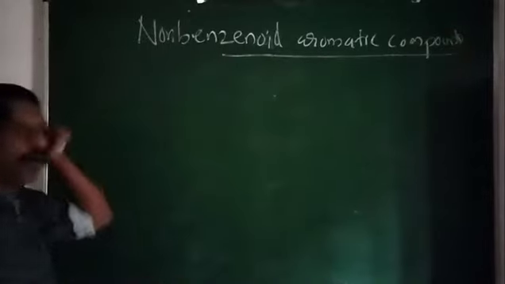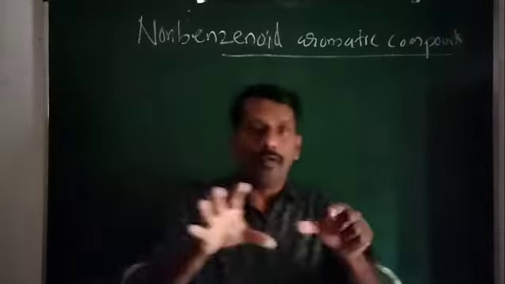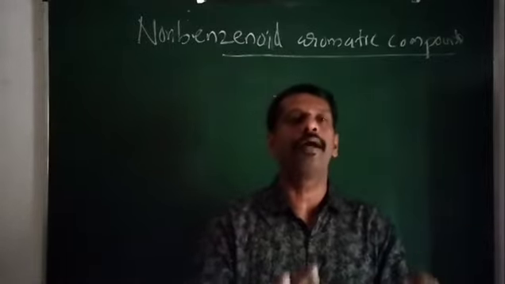There are many compounds which do not contain a benzene ring, but they are aromatic in nature. Now we discussed benzene, naphthalene and anthracene. All these compounds contain a benzene ring. But there are many compounds which do not contain a benzene ring, still they are aromatic in nature.